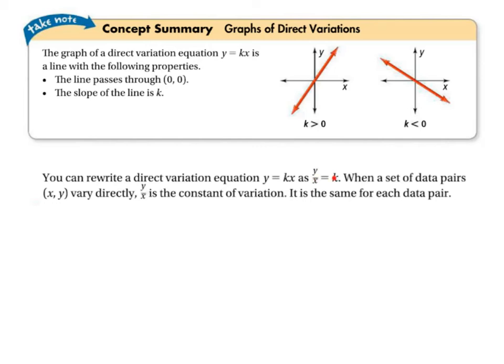k. Okay. And when a set of data pairs varies directly, you can do y divided by x to get the constant of variation. And it should work the same for every pair. So let's do one last problem and see what happens. How do we verify that we are dealing with constant of variation problems?